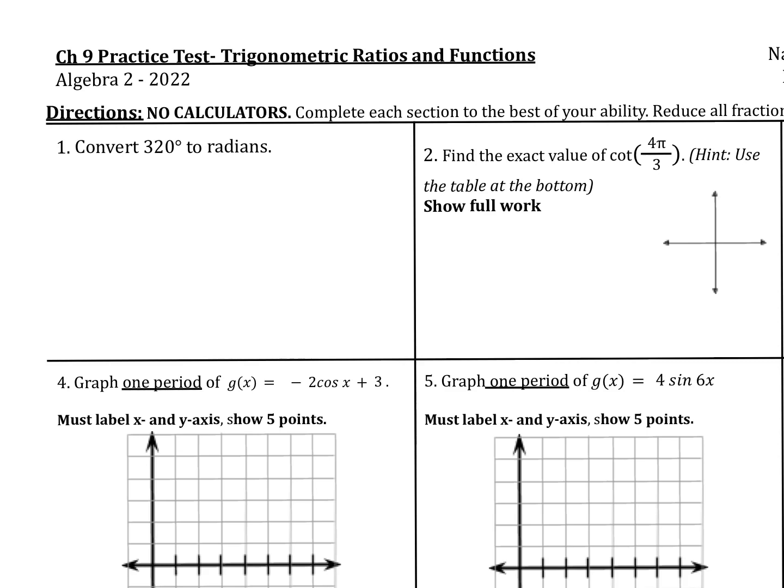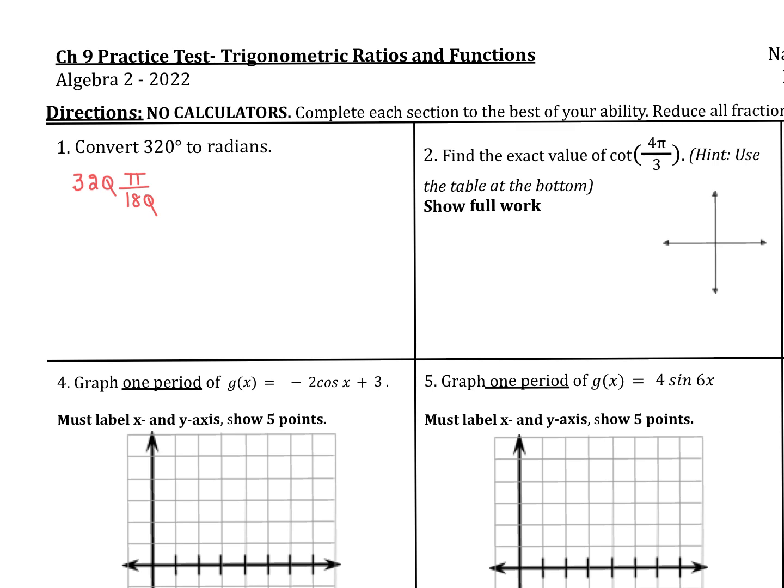Chapter 9 Practice Test: Trigonometric Ratios and Functions. Number 1, convert 320 degrees to radians. To convert degrees into radians, you multiply by pi and divide by 180. Cancel the 0 and reduce these two numbers.